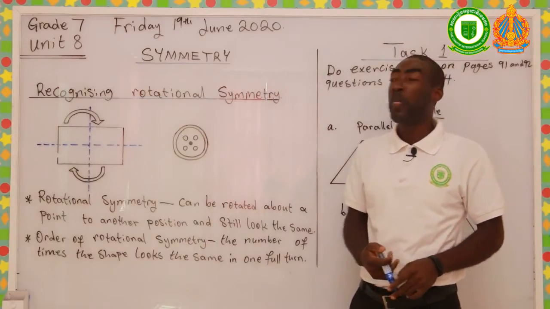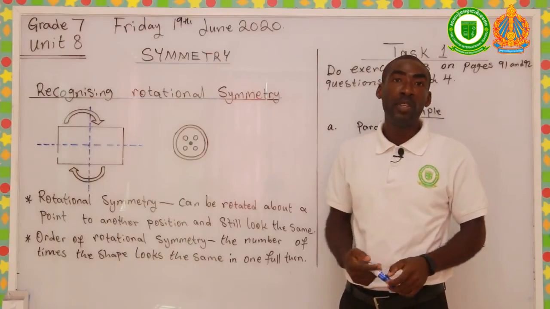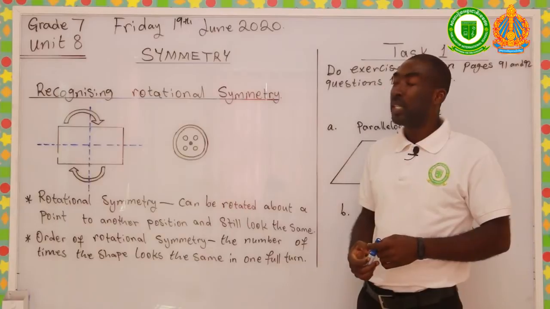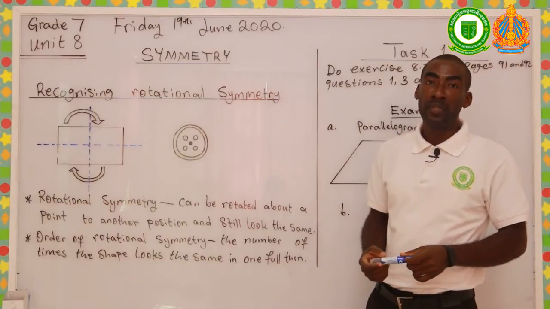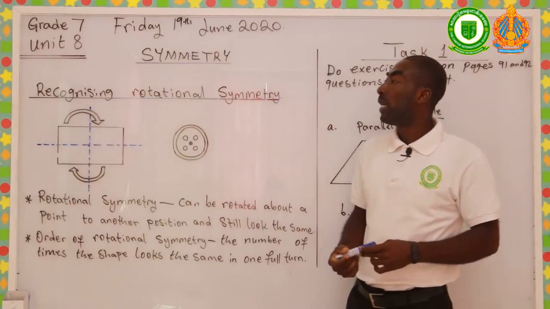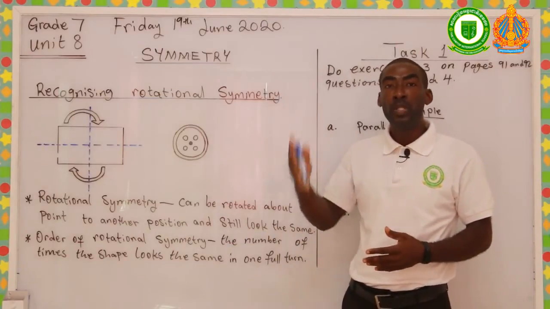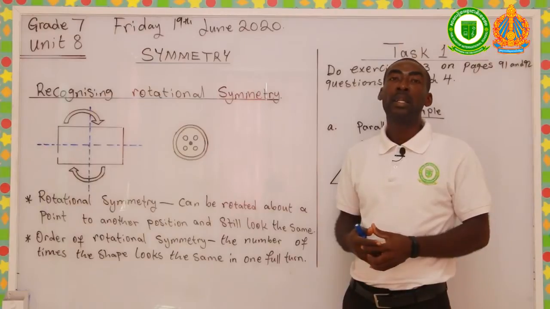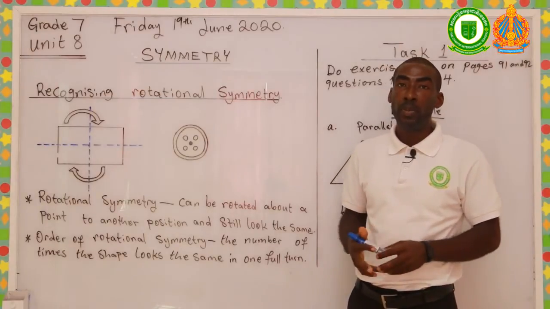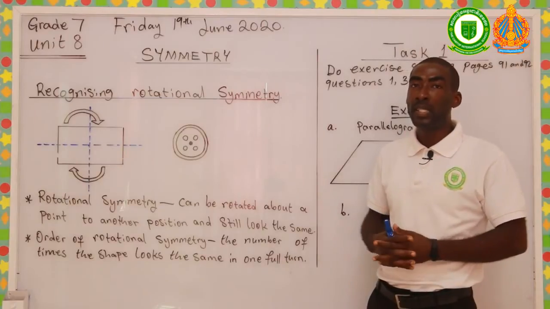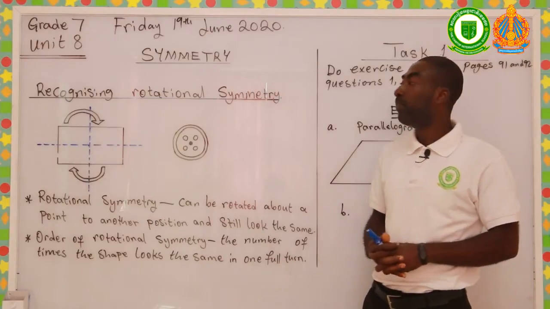We are looking at symmetry today from our previous lesson. In our previous session, we considered line of symmetry. Line of symmetry basically means that you have an object and you put a line that can divide your object into two equal parts, showing two portions that fit or match into each other.